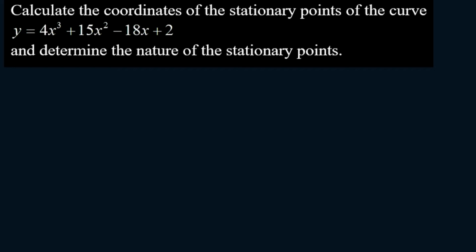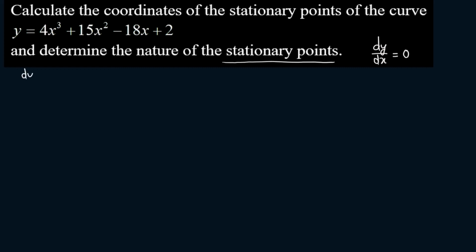In this tutorial, we are going to calculate the coordinates of the stationary points on the curve and determine the nature of the stationary points. For doing that, we need to find the differentiation of y, dy by dx, then we consider it equal to 0 to get the coordinates of the stationary point. So let me differentiate first.